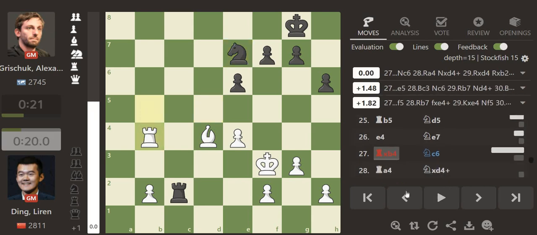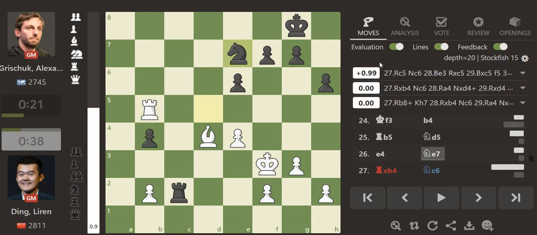A blunder. Why would you capture this while you can do this? Rook to c5. So now you can have a trade of rooks. So after it goes here, black would not trade because it's in a bad position, as you can see here. So it would just actually be 0.99.